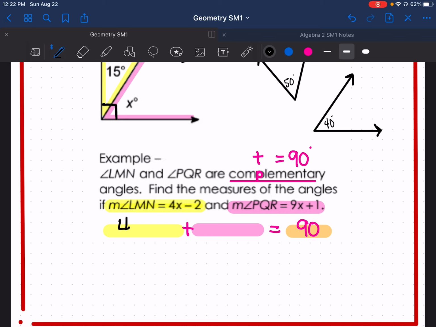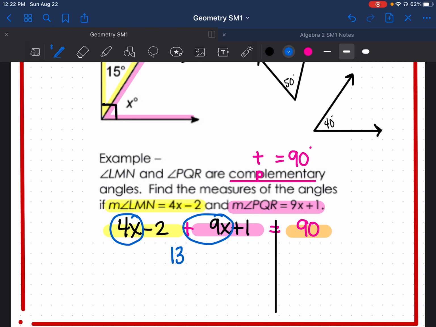Let's go ahead and plug them in and solve. No picture is necessary because the word complementary tells me what to do. There's no distributing to do, but there are like terms to combine. I'm going to combine my 4x plus my 9x, which gives me 13x. And I am going to combine the negative 2 and the plus 1, which gives me minus 1, equals 90.